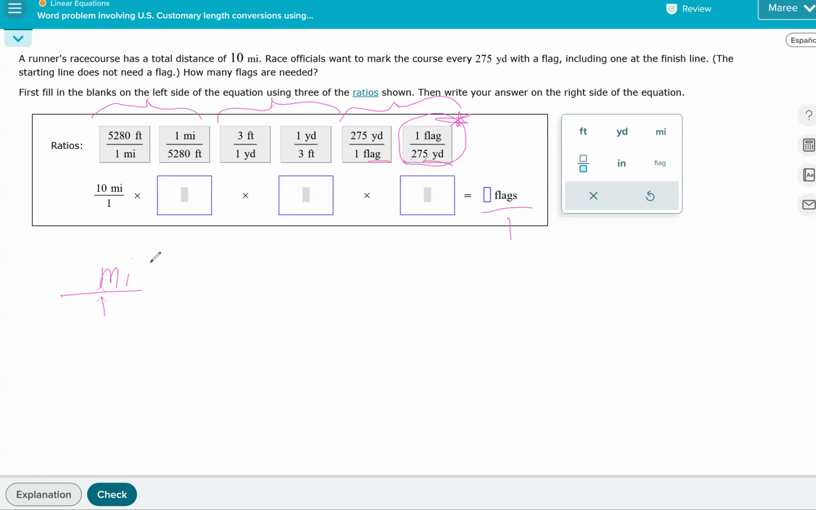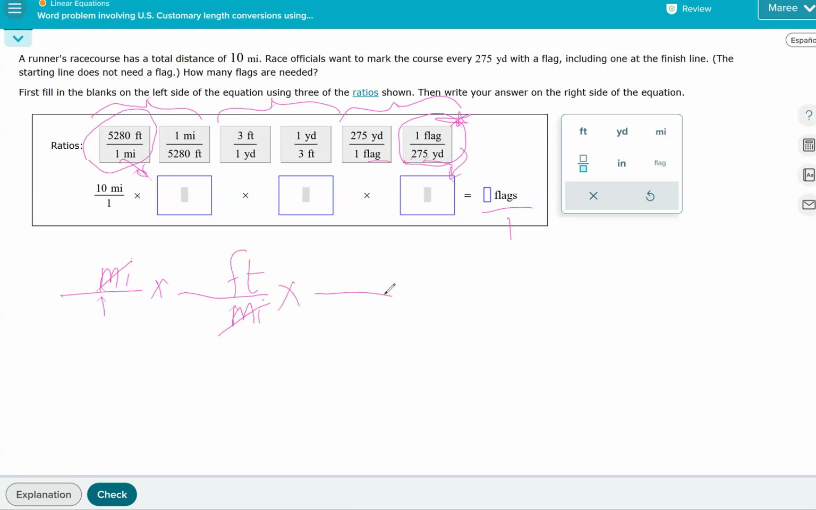Okay, so here's how you set this up. We want to change miles to feet. So that means we need to be able to cancel the miles. Just like if you had numbers here, if you had miles in the denominator and feet in the numerator, that would allow you to cancel the miles. So right now, what we're left with is feet. So our first one will be the one that has feet in the numerator and miles in the denominator. So this is going to be our first one. We'll type that in right there. We already know that's our last one.